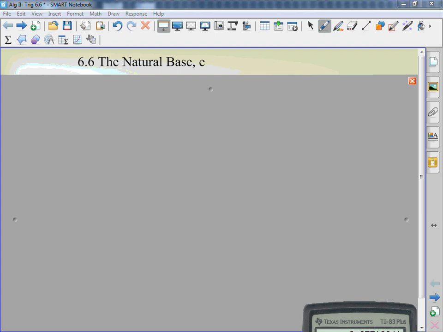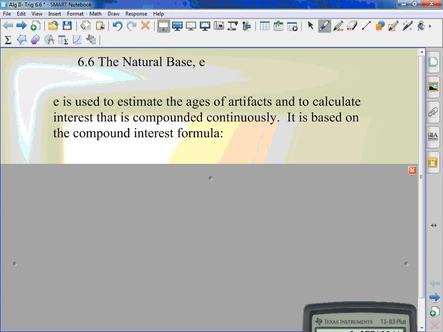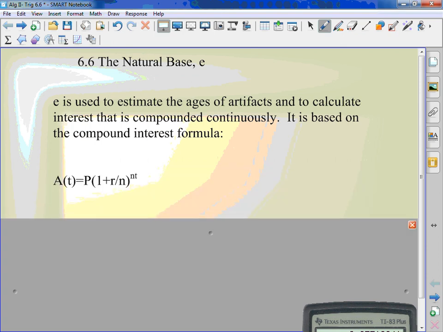6.6, the natural base E. E is used to estimate the ages of artifacts and to calculate interest that is compounded continuously. It is based on the compound interest formula, which you remember is A of t equals P times the quantity of 1 plus R over N to the NT.